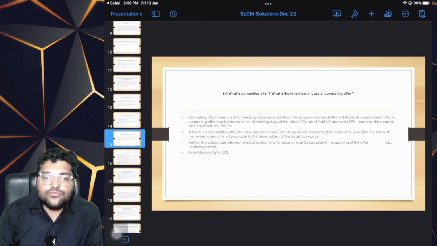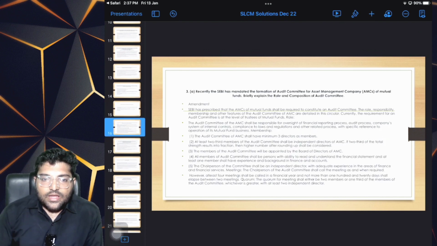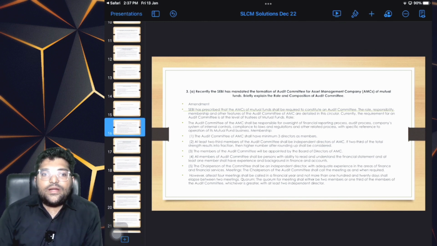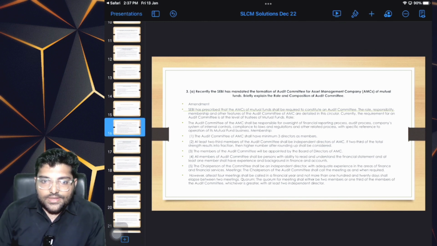And the next question was also a direct question: what is a competing offer and what are the timelines for a competing offer? Yeah, so if you refer to module page number 203, over here you will find the direct answer for the competing offer. And this is also one amendment asked from the amendments.